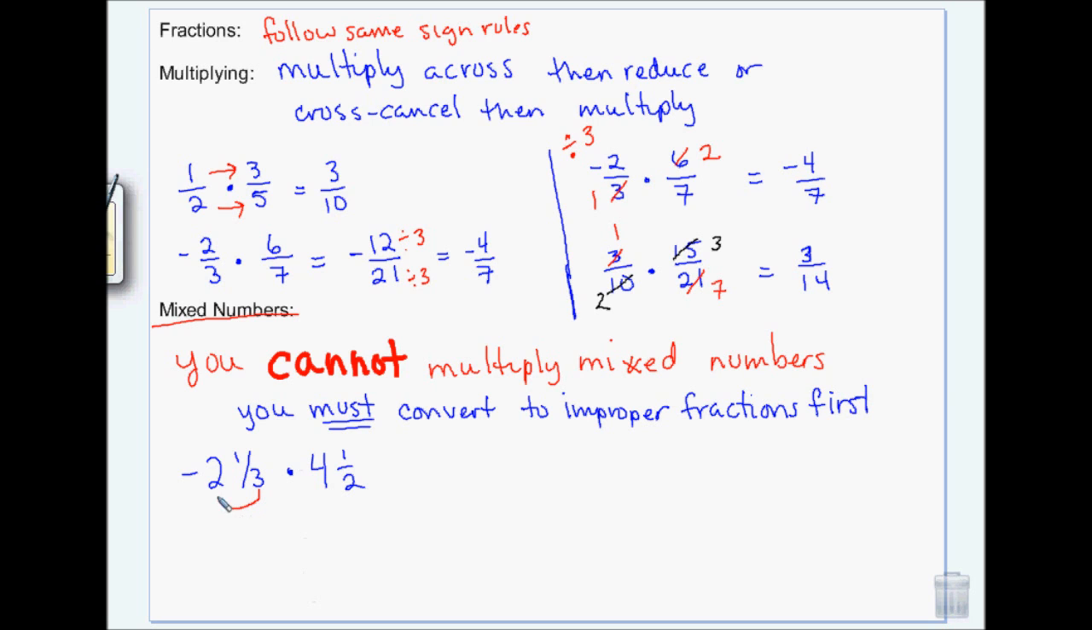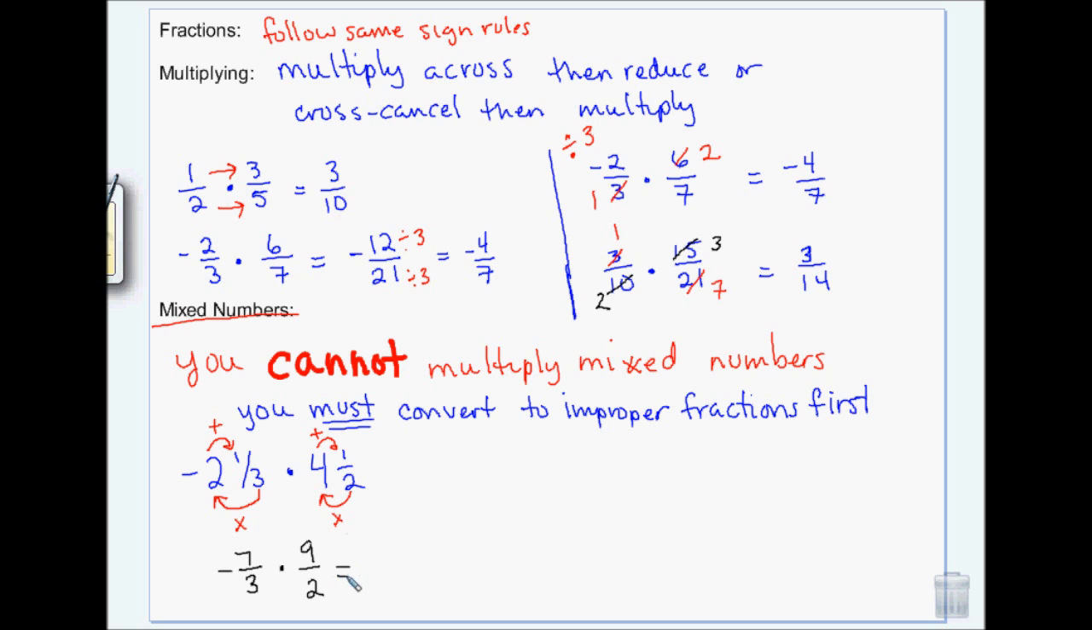To convert these, I take 2 times 3 plus 1, and then 4 times 2 plus 1. So 3 times 2 is 6, plus 1 is 7. So this becomes negative 7/3. The sign never changes when you convert. And then 2 times 4 is 8, plus 1 is 9. So that's times 9 halves.